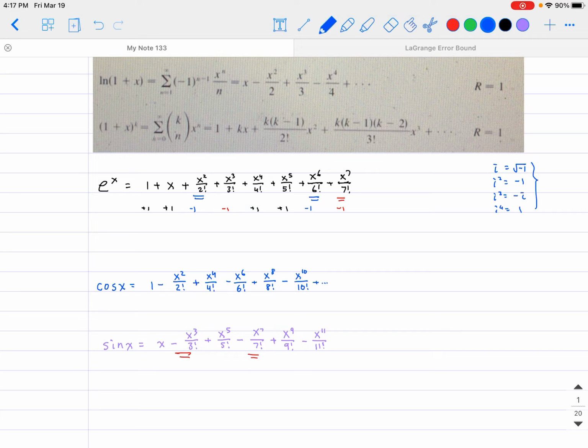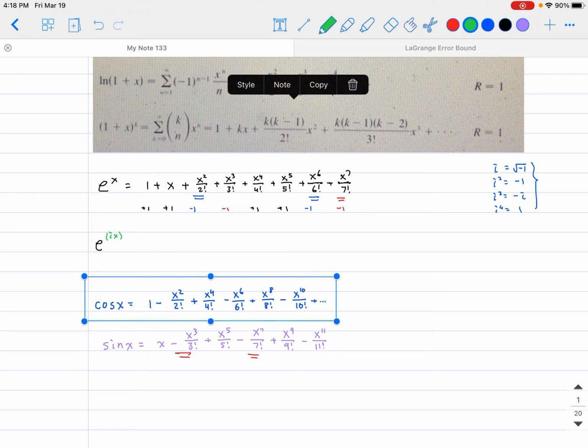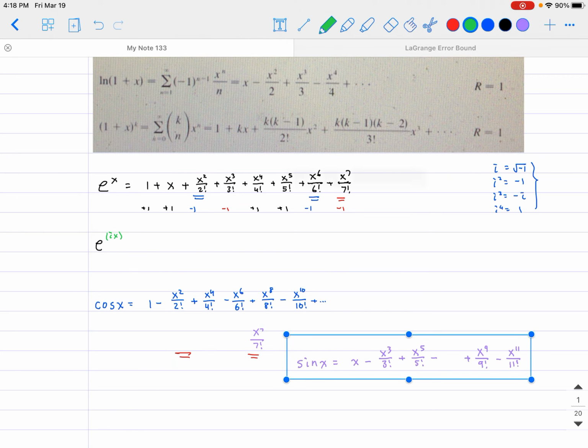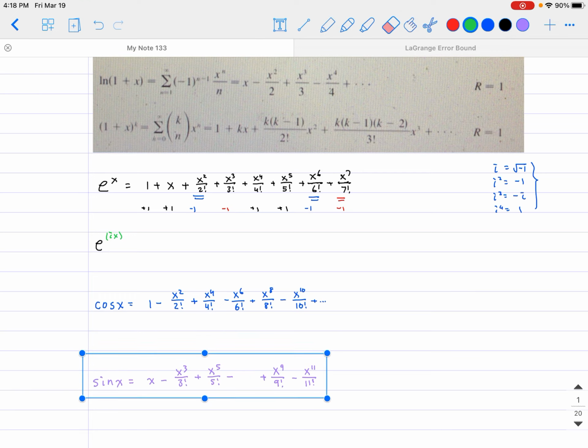For my power series for e to the ix, what I'm going to do is replace all the x's with ix. I'm going to replace all the x's with ix and see what happens. Let me pull down some of these to make a little more room, put this over here and erase some of this and some of this, and so forth. Okay, there we go.